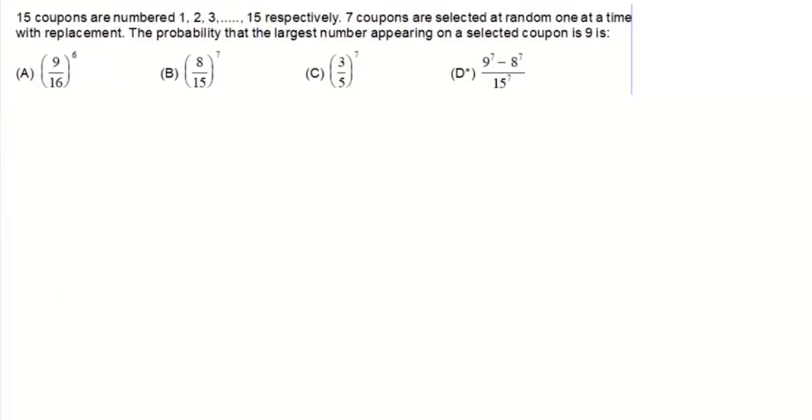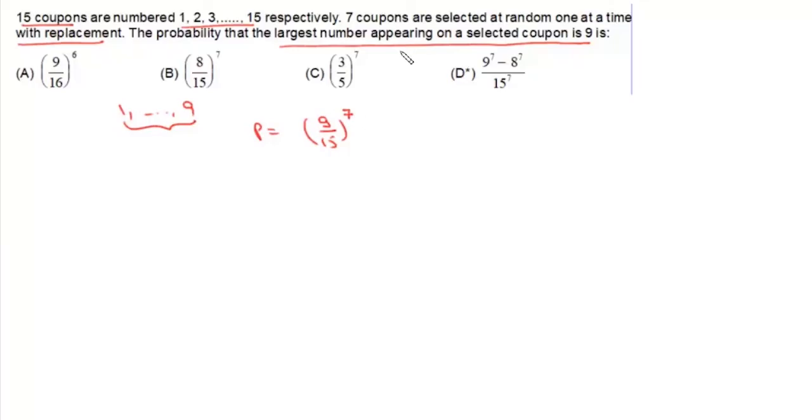Now here the question is, 15 coupons are numbered from 1 to 15 and 7 coupons are selected at random, one at a time with replacement. Find the probability that the largest number appearing on selected coupons is 9. Now, if the coupon has all the numbers from 1 to 9, we have 9 favorable cases. So this required probability will be 9 divided by 15 for each ticket, and there are 7 tickets or 7 coupons. So there will be 9 upon 15 to the power 7.